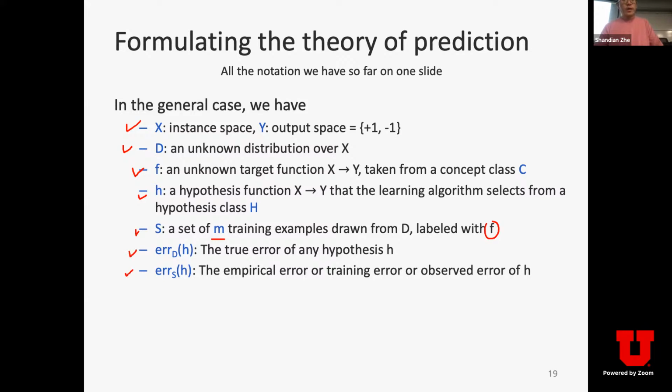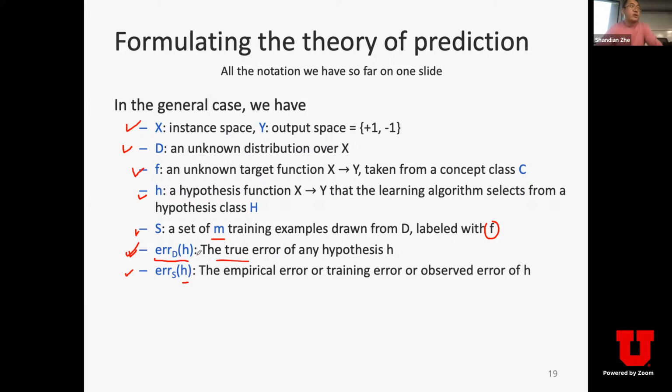Associated with a specific hypothesis h, we have the empirical error, which measures how well h performs on the training set only. And we have the generalization error, also called the true error, which measures how h performs over every instance in the whole instance space. And again, I want to emphasize that the true error, or the generalization error, is constant.